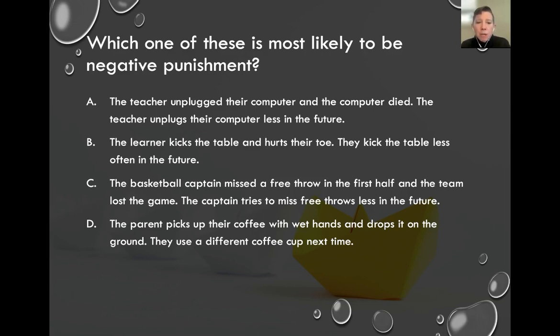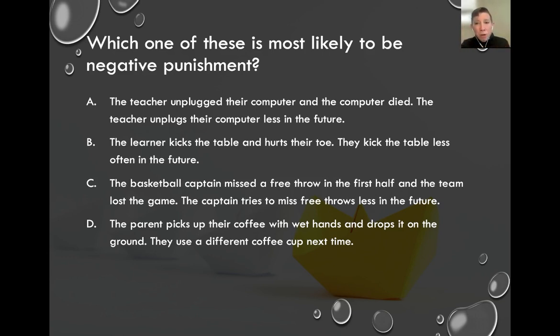And then for D, the parent picks up their coffee with wet hands and drops it on the ground. They use a different coffee cup next time. So their coffee is removed directly after the response of picking up their coffee with wet hands. So the response is picking up the coffee with wet hands. Their coffee is removed because now it's all over the ground. So this is negative, but the issue here is the punishment.